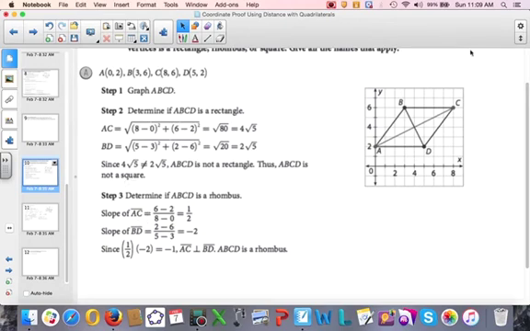And then they used slope. Notice here, by finding the slope of the diagonals, they showed that the diagonals' slopes are opposite reciprocals, thus making them perpendicular. And remember that in a rhombus, the diagonals are perpendicular. So this figure is a rhombus.